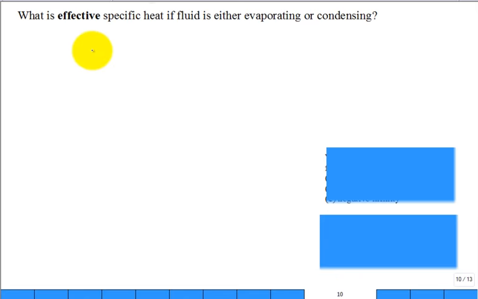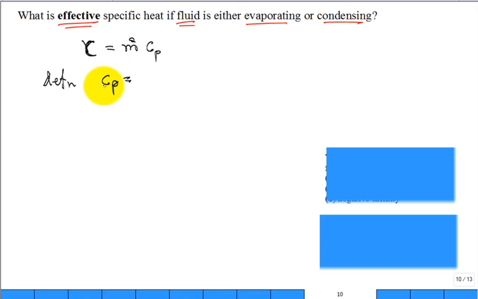Well, we like to work mathematically with this cap C, this heat capacity rate, which is the mass flow rate times the specific heat at constant pressure. What would be an effective, not a true specific heat, but what would be mathematically an effective specific heat if the fluid is either evaporating or condensing? That happens often in heat exchangers. So what do we do? We go back and ask, what is our definition of specific heat at constant pressure? Do you remember?